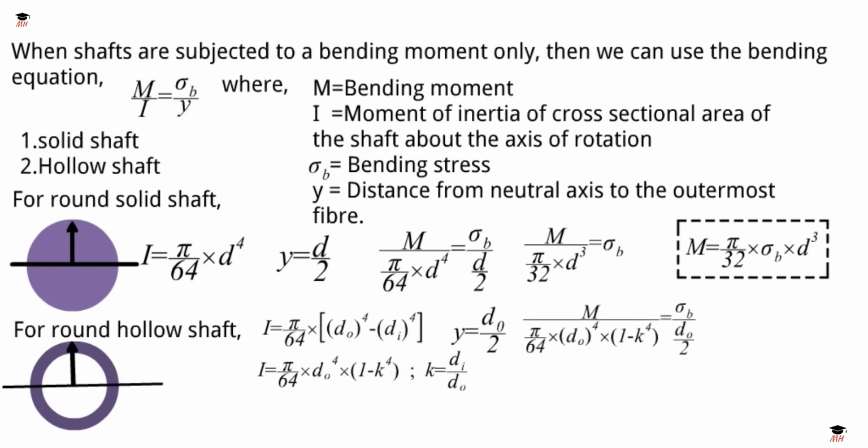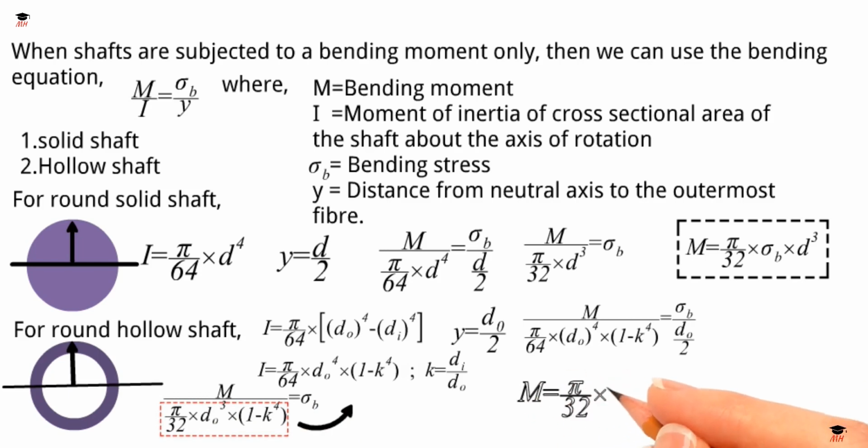So we will cancel do from both the sides, and we get do cube, and we divide 64 by 2 and get 32. After arranging the terms, we get M upon pi by 32 into do cube into 1 minus k raised to 4, equals sigma b. Now we shift this term to the other side and get our final expression as M equals pi by 32 into sigma b into do cube into 1 minus k raised to 4.